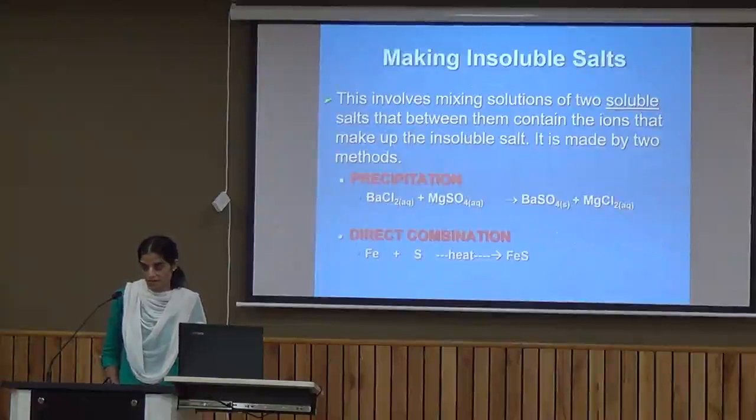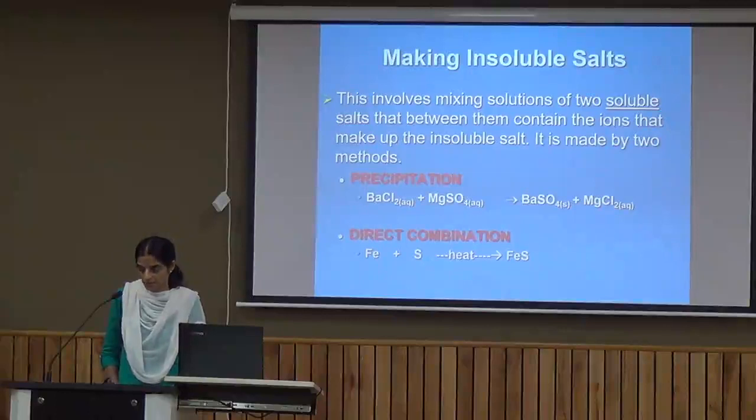Now, the next reaction, the important category of precipitation reactions. These are the salts formed which are insoluble salts, meaning they appear in the solution in the form of precipitates, that is insoluble solids. This involves mixing solutions of two soluble salts that between them contain the ions that make up the insoluble salt.